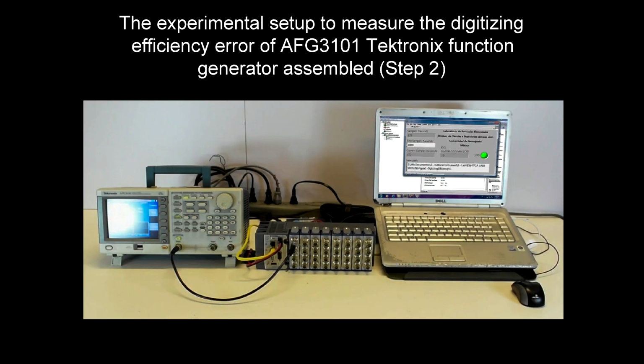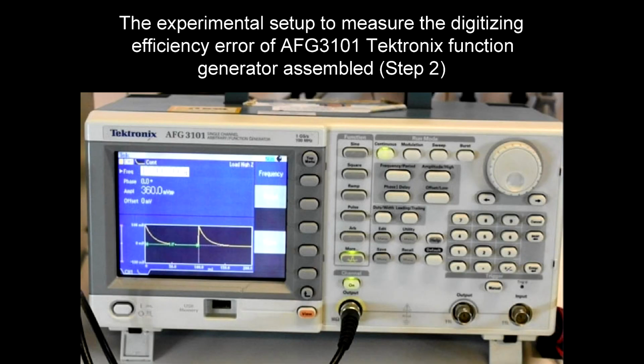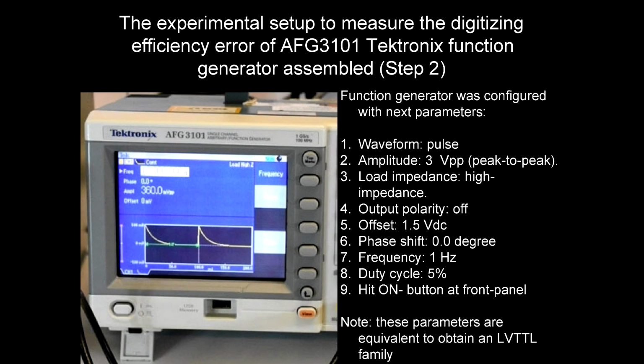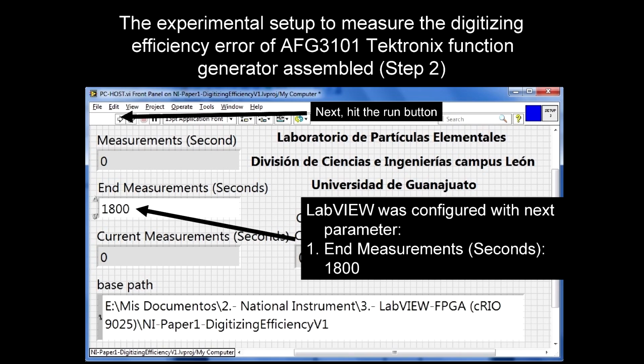We assembled the experimental setup represented by the block diagram. We turn on and set up the Tektronix function generator parameters as follows. We set up only one parameter, the number of measurements in 1800 seconds, and we click on the Run button.